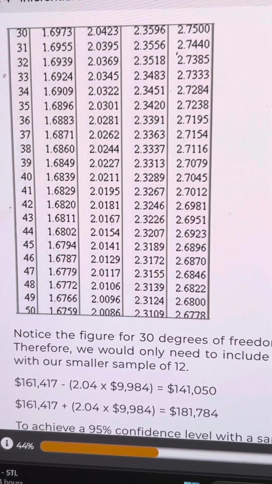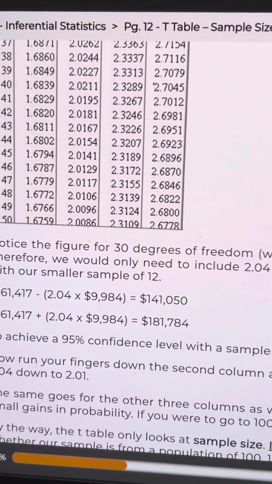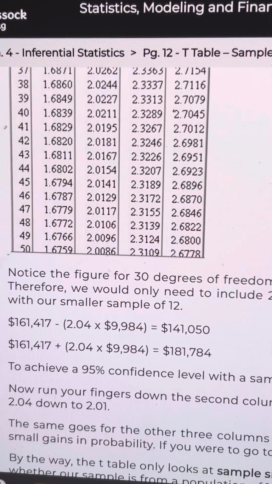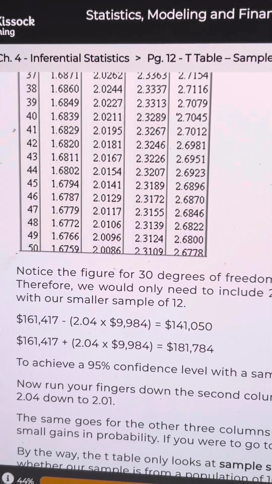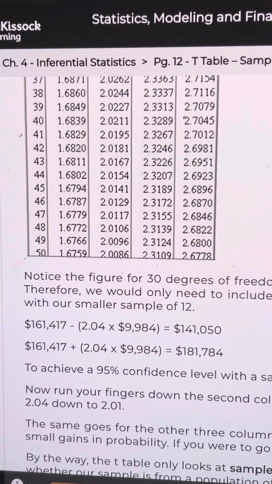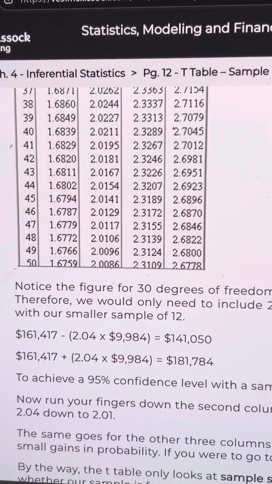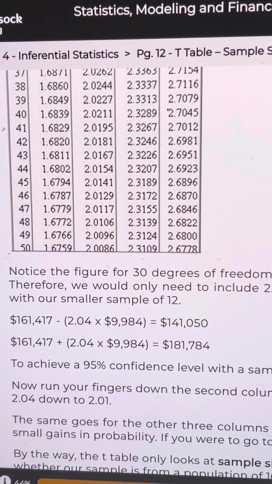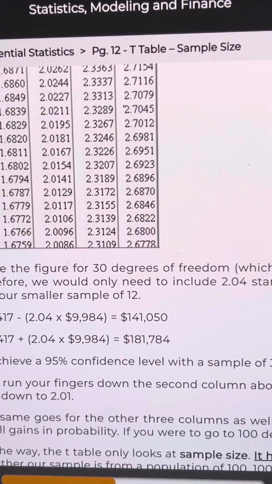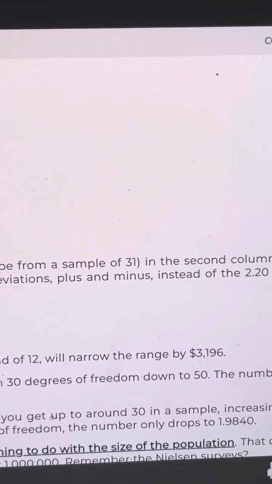$161,417 minus 2.04 multiplied by $9,984 equals $141,050. $161,417 plus 2.04 multiplied by $9,984 equals $181,784. To achieve a 95% confidence level with a sample of 31 instead of 12, we'll narrow the range by $3,196.